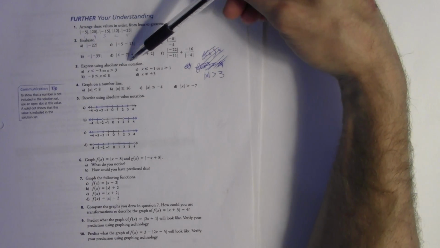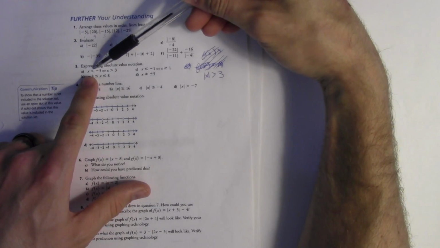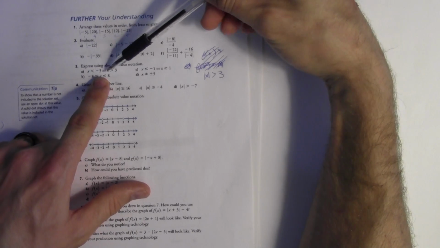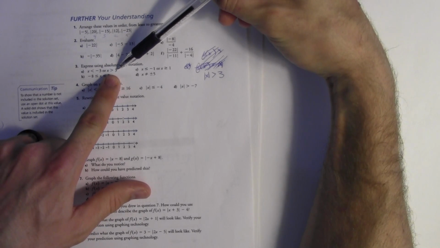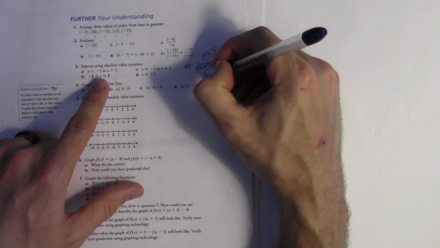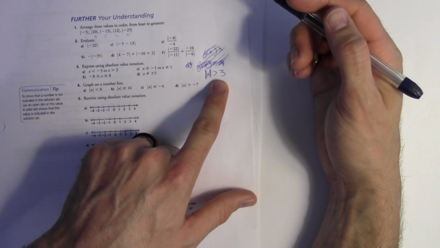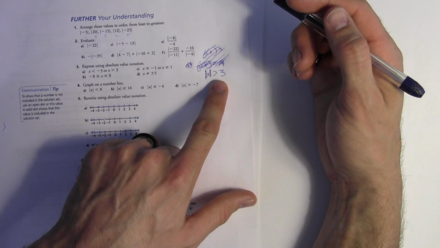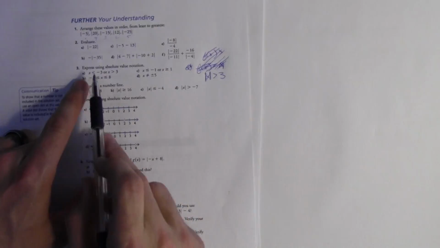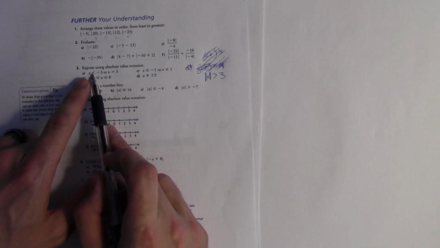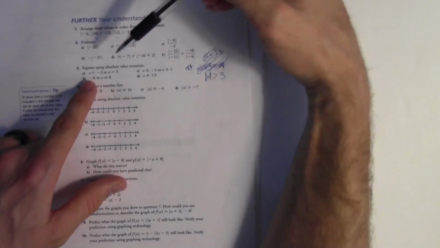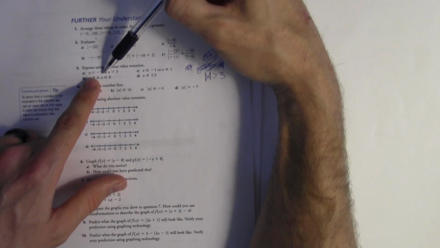Okay, so we got to talk about that because you haven't seen anything like this in the lesson. So it says express using absolute value notation. So x is less than negative 3 or x is greater than 3. Okay, so we have to think of that as the absolute value of x has to be greater than 3. Okay, because if x is less than negative 3 here.